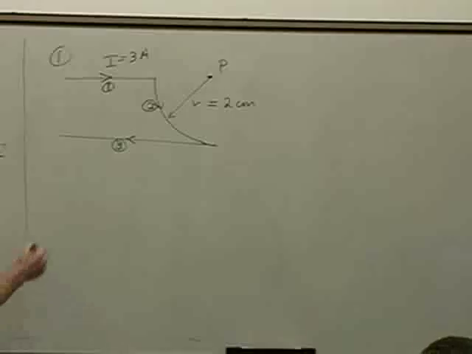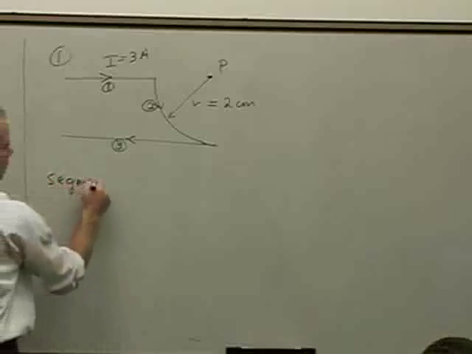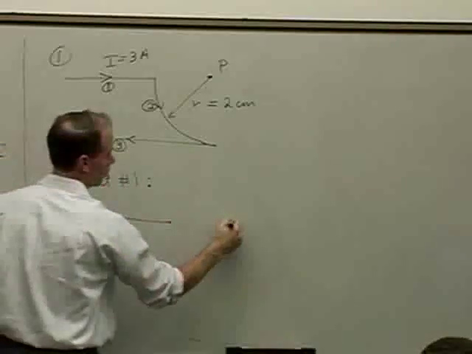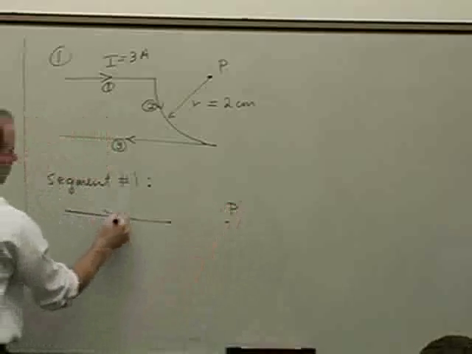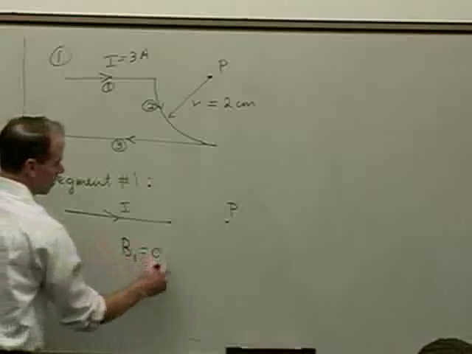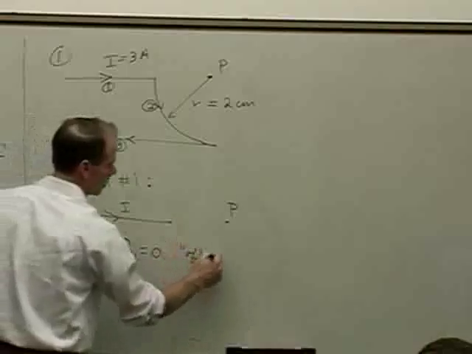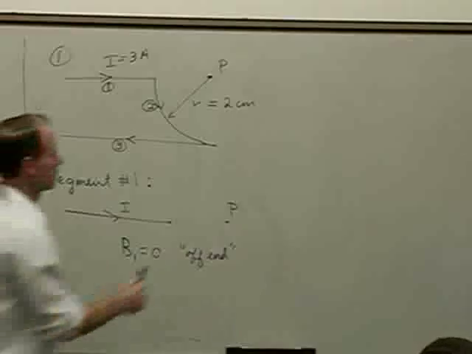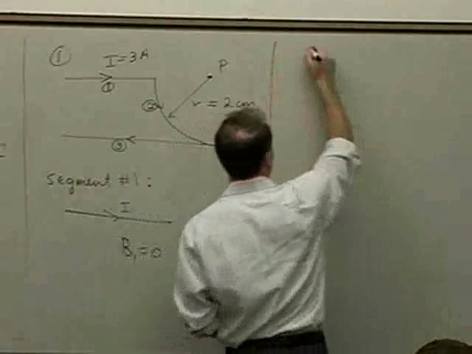If we look at segment number 1, where we've got this line coming in here, and P over here, what's the magnetic field at point P due to segment number 1? 0. Magnetic field is 0 because we are off the end of that current segment. So if you're off the end of the current segment, magnetic field is 0. So far, so good. We look at segment number 2.